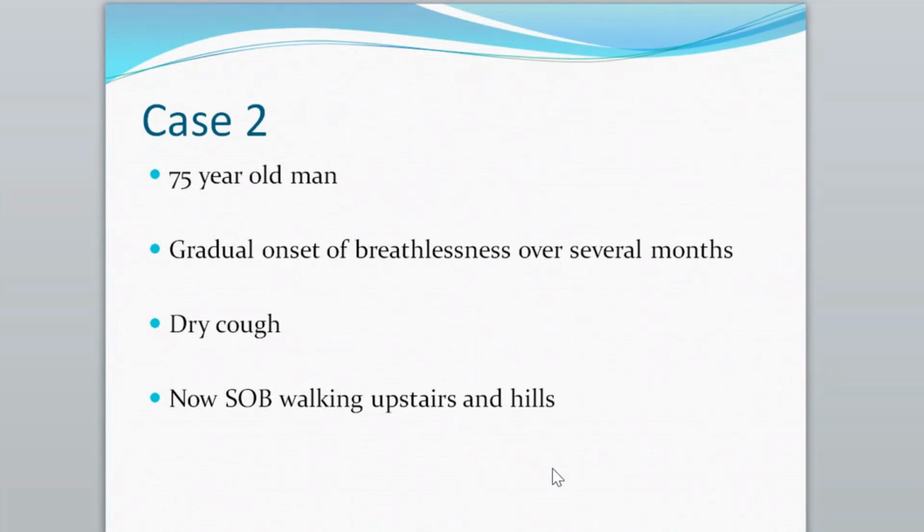So this is a 75-year-old man who's had a gradual onset of breathlessness over several months. So very different from the last guy we saw, which was very acute or subacute. He's had a dry cough, and the classic scenario in these patients is that they're steadily getting more breathless over 18 months or something, and they'll tell you, well, I could always walk the 9th hole, which is slightly uphill, but now I'm breathless and have to stop twice before I get to the green. So it's a very insidious process that they have.